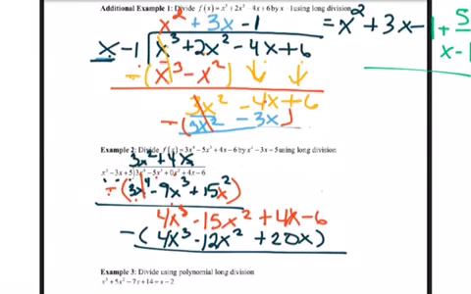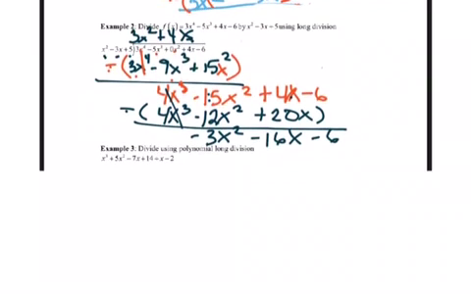So I've got 4x cubed minus 4x cubed is 0. Negative 15x squared minus a negative, so that's plus. Negative 15x squared plus 12x squared is negative 3x squared. 4x minus 20x is negative 16x, and the negative 6 just tags along. All right, looks like I can keep going.